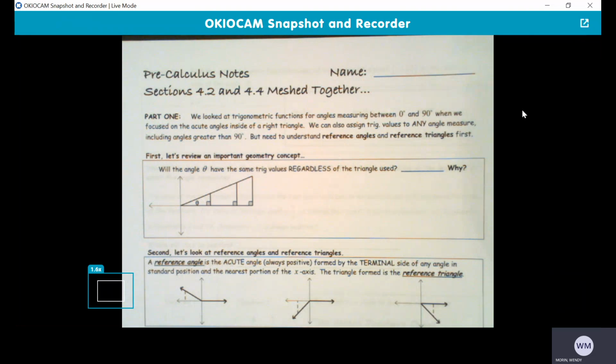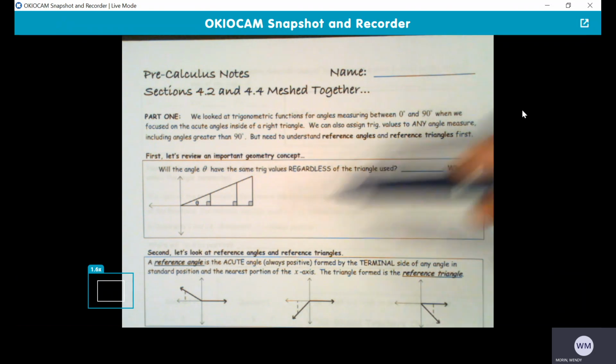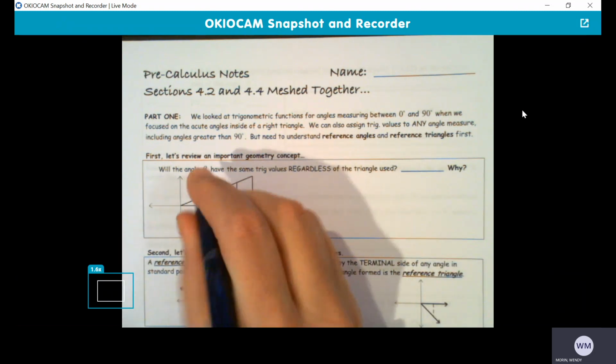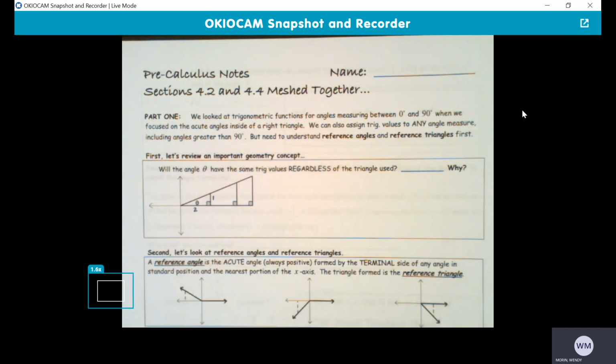We've already looked at the trig functions, sine, cosine, tangent, and their reciprocal identities. Now we're going to take a look at a couple other things. Let's take a look at this picture here. It says, will angle theta have the same trig values regardless of the triangle used? So let's say that this is a 1:2 ratio there.